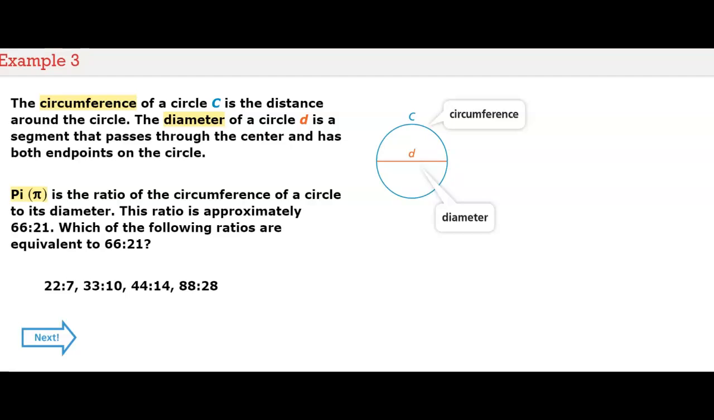The circumference of a circle, C, is the distance around the circle. The diameter of a circle, D, is a segment that passes through the center and has both endpoints on the circle. Pi is the ratio of the circumference of a circle to its diameter. This ratio is approximately 66 to 21. Which of the following ratios are equivalent to 66 to 21? 22 to 7, 33 to 10, 44 to 14, 88 to 28.